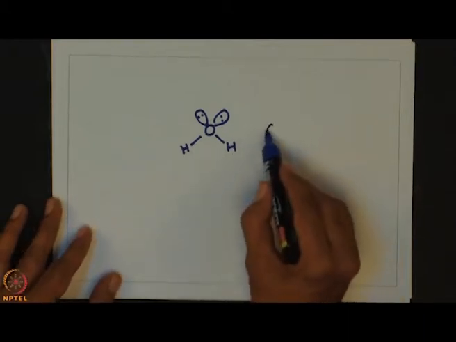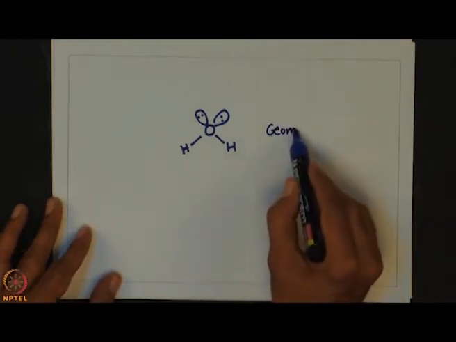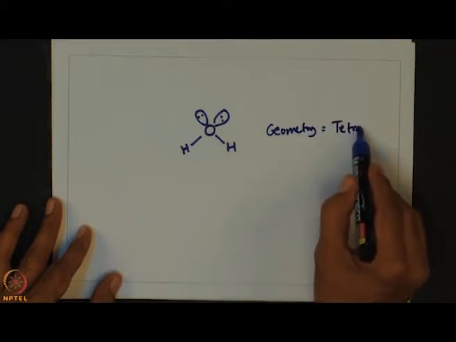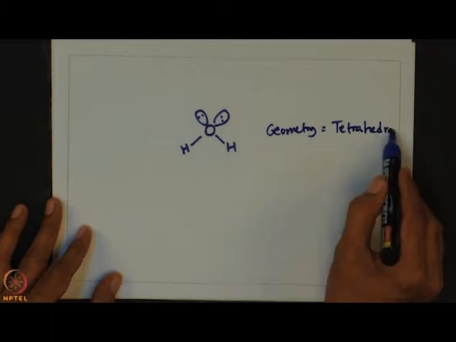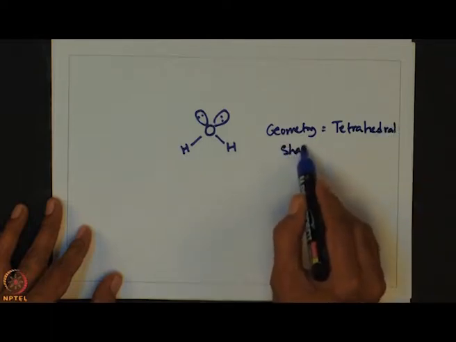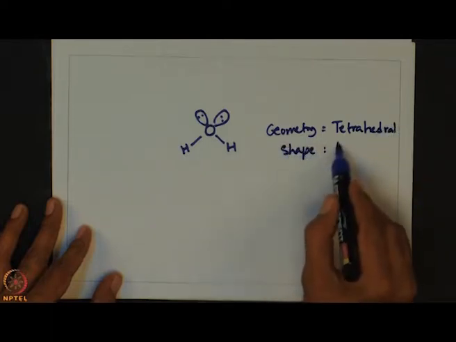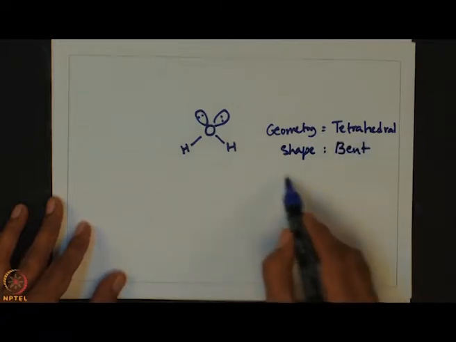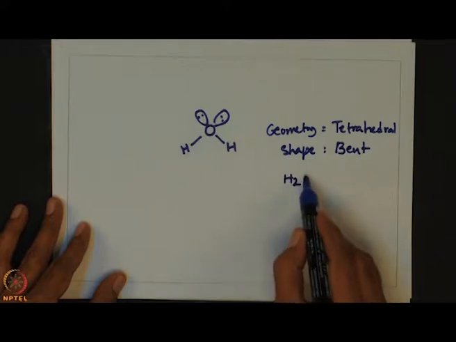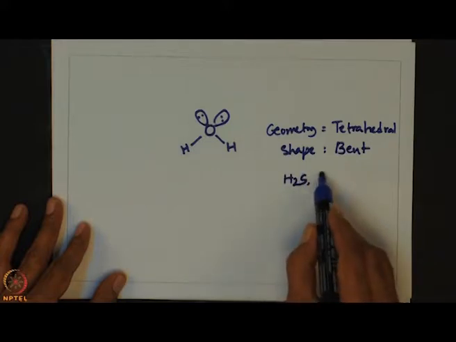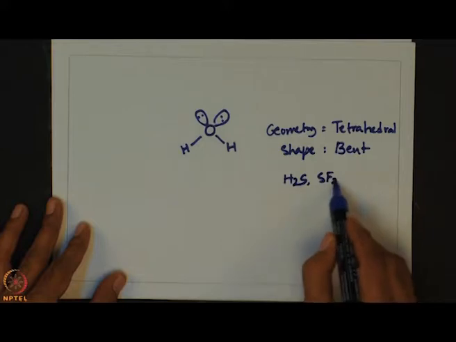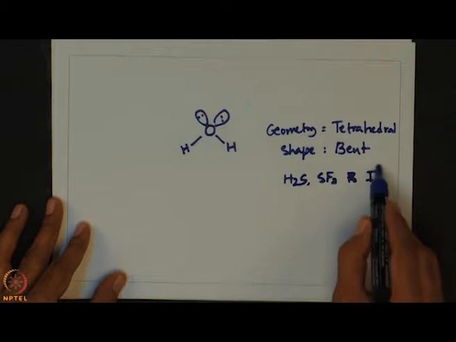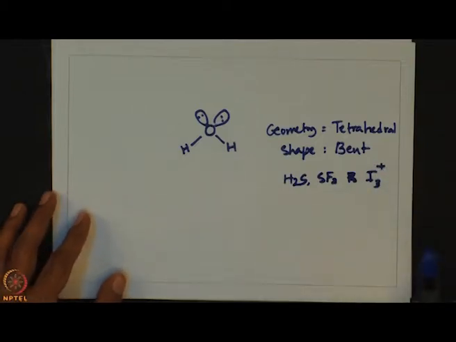The geometry is again tetrahedral, and the shape is bent shape. Besides, other examples are H2S, SF2, I3 plus. Let us look into I3 plus.